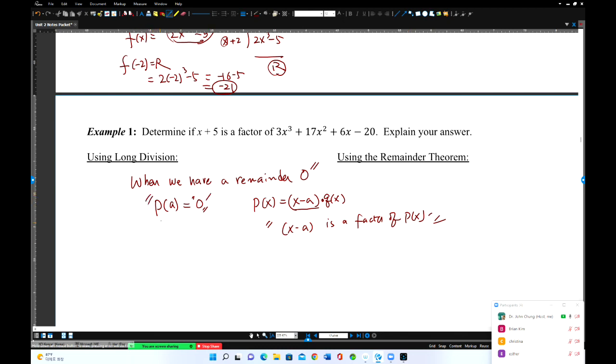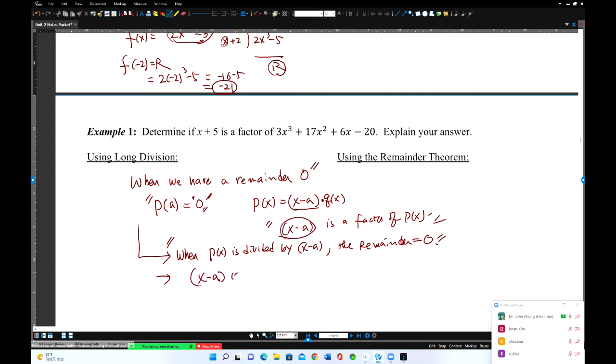So we have this one. How can you describe p of a equals 0? Maybe you can say when p of x is divided by x minus a, the remainder is 0. You can say it this way too. But with this remainder 0, finally you can say x minus a is a factor of p of x, because your remainder is 0, that is a product form. So what is that? The factor theorem is a very special case of what? The remainder theorem. A special case where the remainder is 0, and that linear factor is a factor of the polynomial. That is the factor theorem.